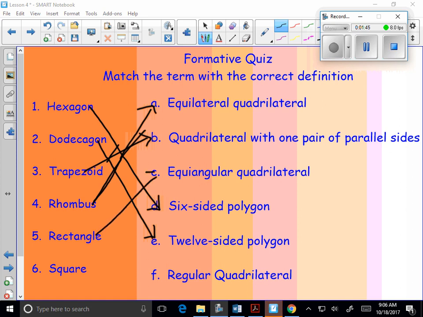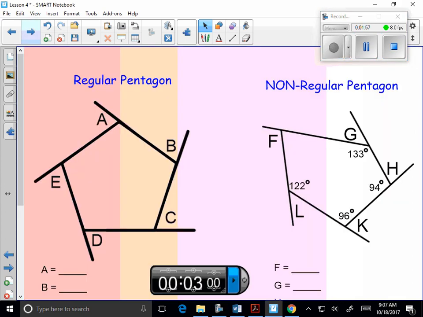Rectangle is equiangular. Good. And the square is the golden child. Regular. Perfect. Thanks, Kylie. You're 4 for 6. That's pretty good. Our new lesson here, let's talk about regular versus non-regular.